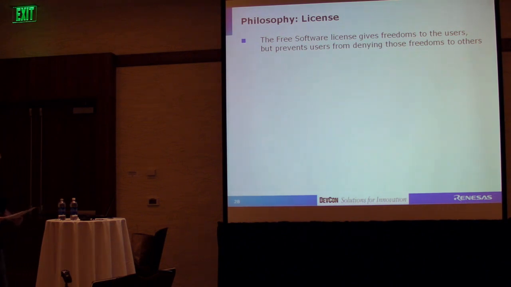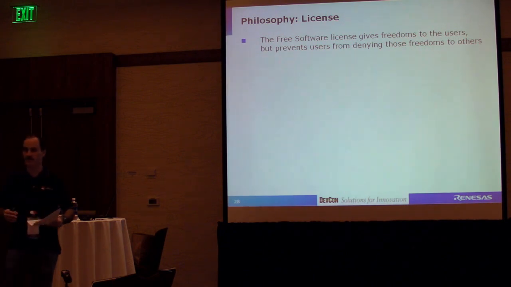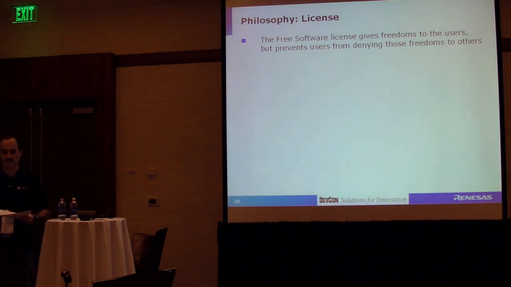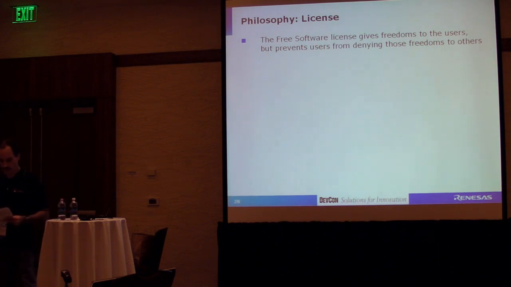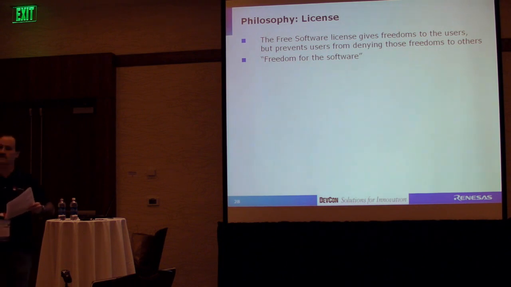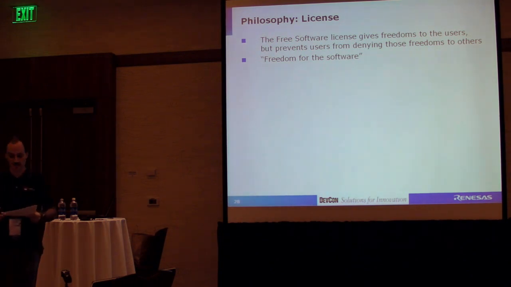Now, the software license gives freedoms to others, but it also prevents users from denying those freedoms to others. So if you give your customers a piece of software, they can do what they want with it. If they pass it along to the next person, that person does what they want with it. The software never becomes less free. I like to call this freedom for the software, not freedom for the users. The users can't do anything they want because they can't restrict others. The software is the part that remains as free as it's ever been.